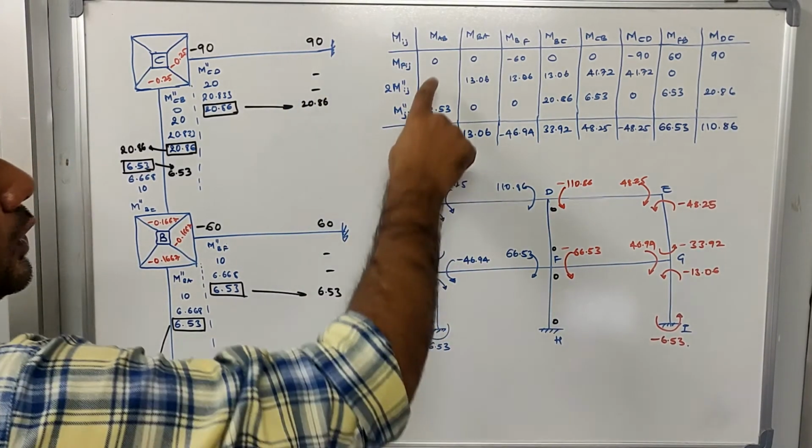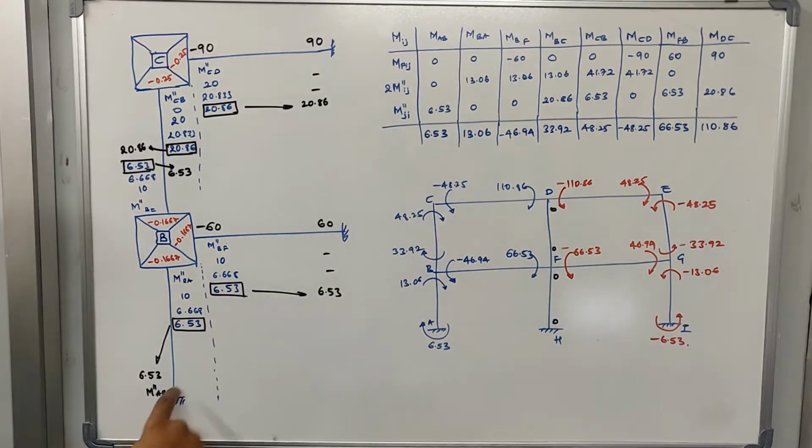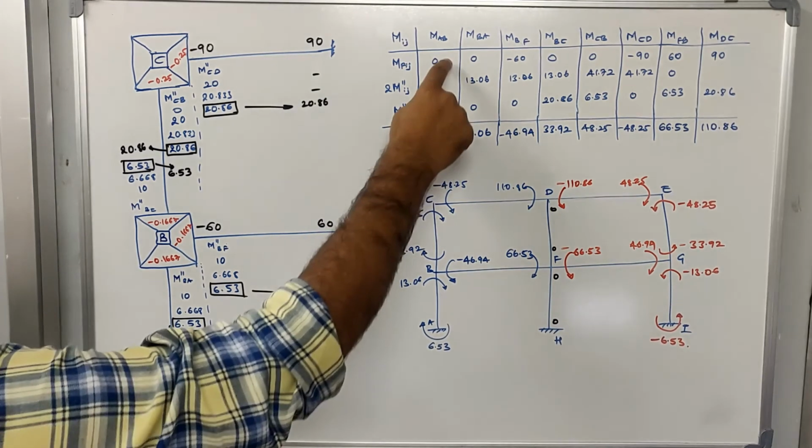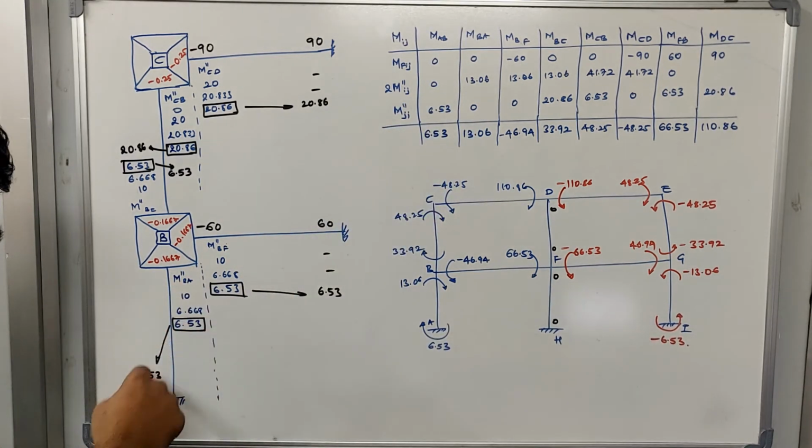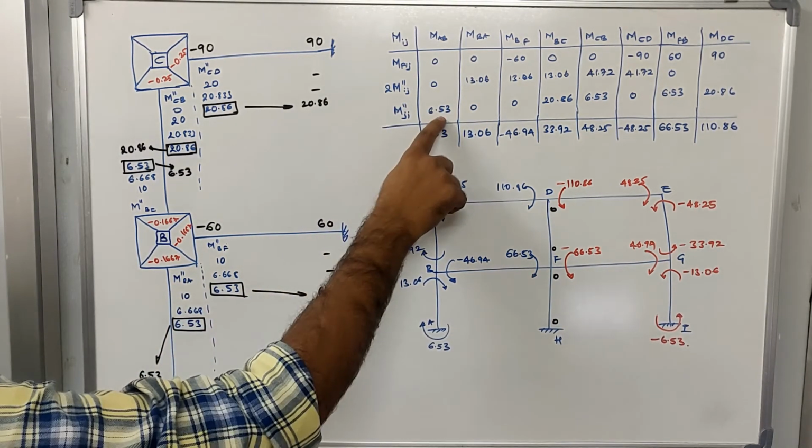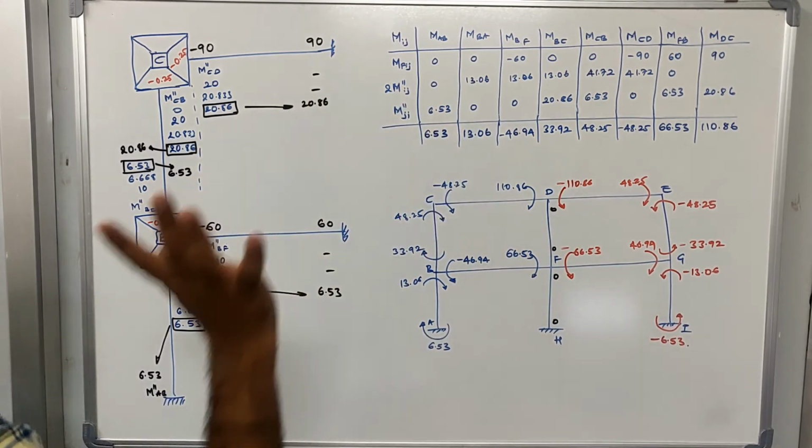Now going to MAB. Here we know that the fixed end moment is 0 and the near end rotation moment is also 0, so 0 and 0 are written, but the far end rotation moment is 6.53, which I have written here. So MAB will be equal to 6.53.